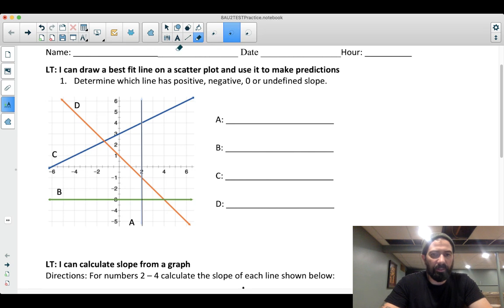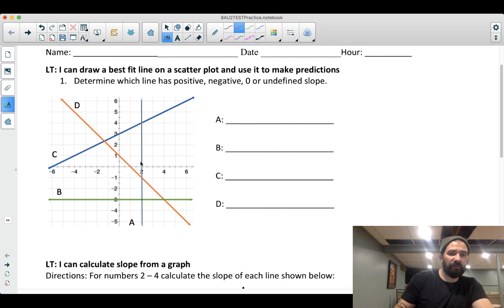All right, let's start up here. We're going to go over the practice test. We're going to figure out the best way to solve these so that you are ready for the test this afternoon. Number one, you're going to determine which line has positive, negative, zero, or undefined slope.